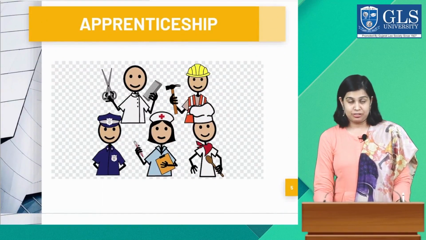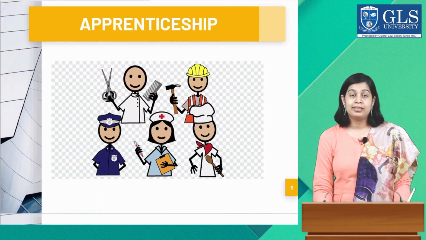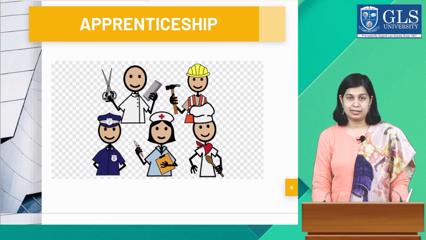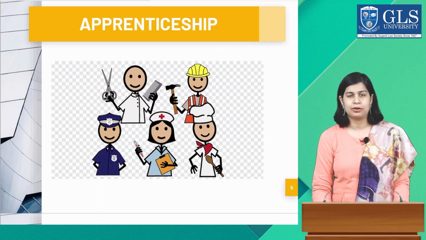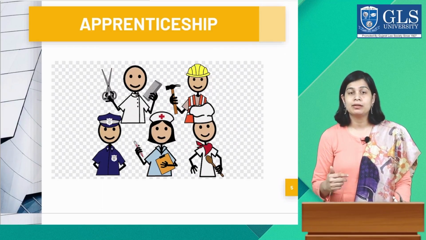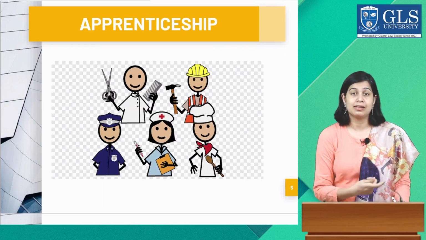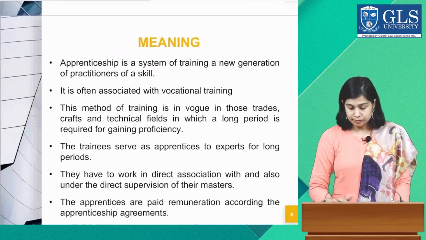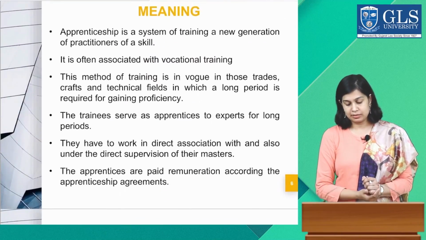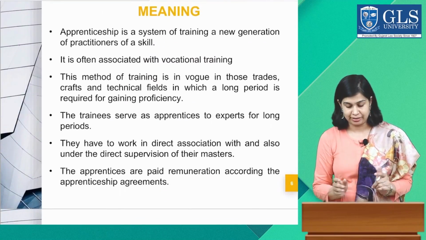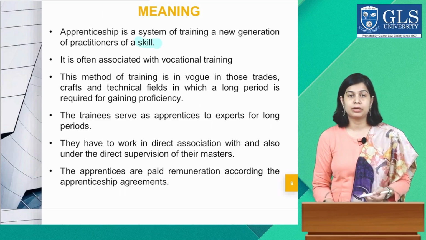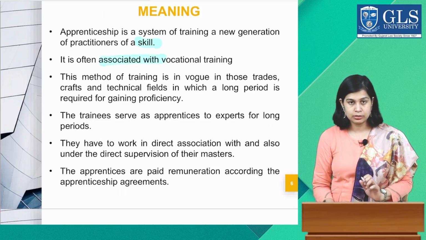What is apprenticeship? This is a kind of training given to graduates for their specific skills. It is like a vocational training, sort of, not exactly, where people learn trades and crafts. Specific skills are being learned through apprentices. So apprenticeship system is a system of training new generation of practitioners of a skill. It is often associated with vocational training. It is an association only.